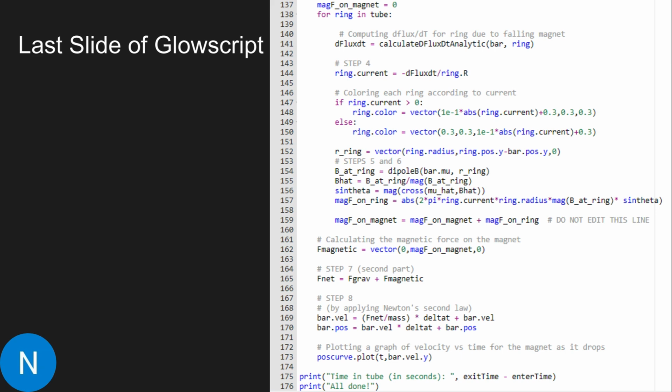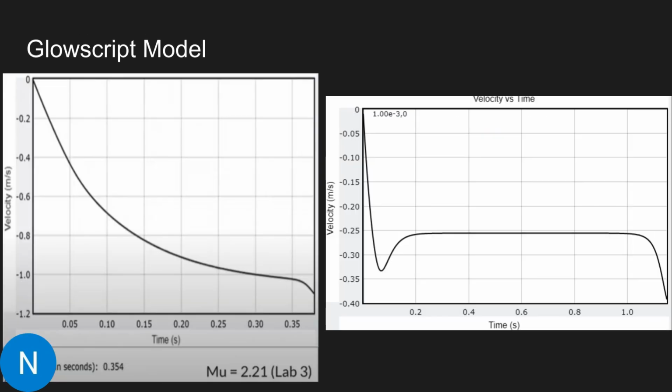So this is the last slide of GlowScript code. We calculate the change in flux over time, and then we color the ring and the visual, and then we calculate the magnetic force, and then we calculate the net force, and then apply Newton's second law to update the position of the magnet. So here are the graphs that we took from the GlowScript model.